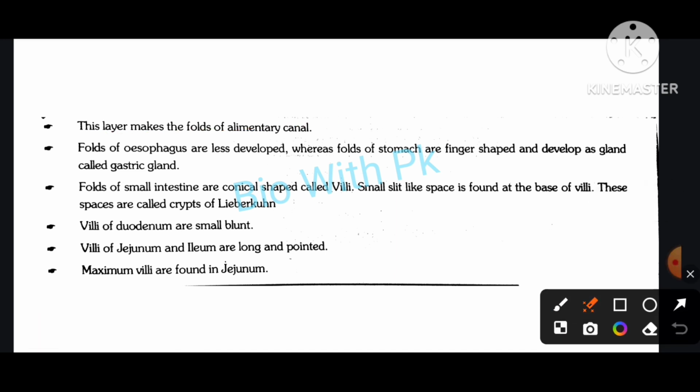This layer makes the folds of alimentary canal. Folds of esophagus are less developed, whereas folds of stomach are finger shaped and develop as glands called gastric glands. Folds of small intestine are conical shaped called villi. A small slit-like space is found at the base of villi. These spaces are called crypts of Lieberkuhn. Villi of duodenum are small and blunt. Villi of jejunum and ileum are long and pointed. Maximum villi are found in jejunum.